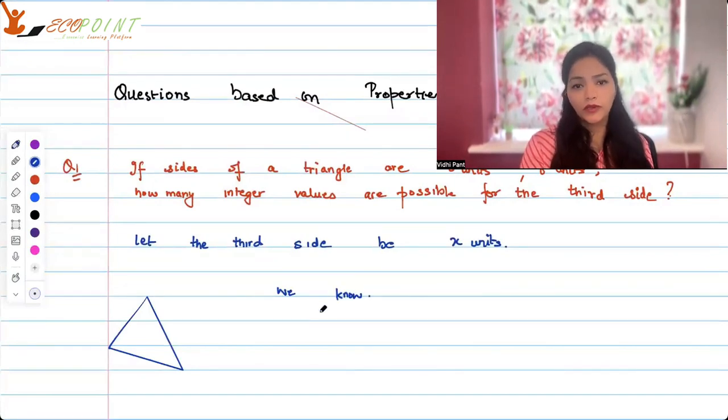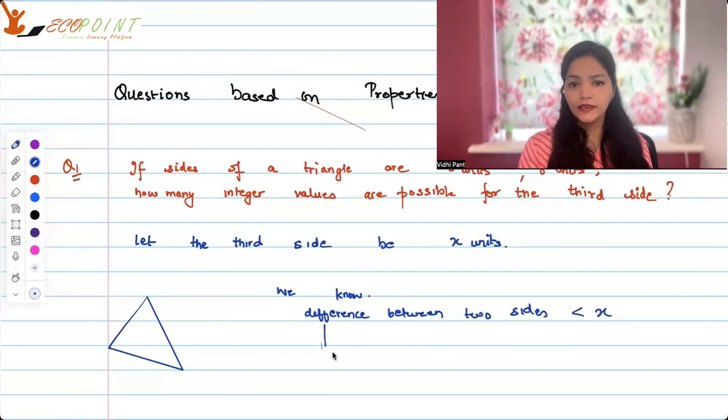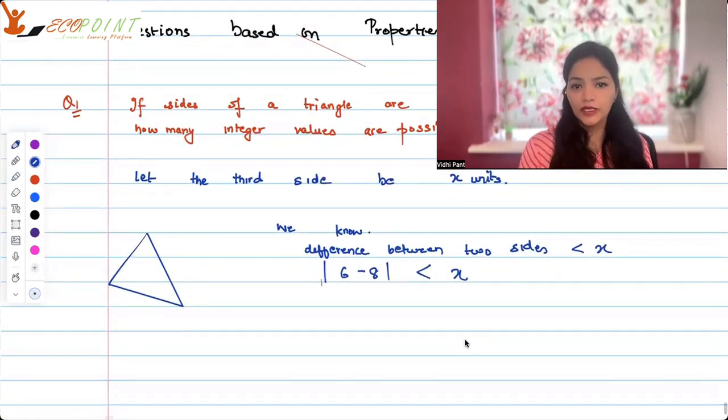from the difference property, the absolute difference between two sides is less than the third side. So therefore, absolute difference between 6 and 8 will be less than the third side. I am taking absolute because side length can never be negative, right? It's like distance, so it can never be negative. That's why you take absolute.